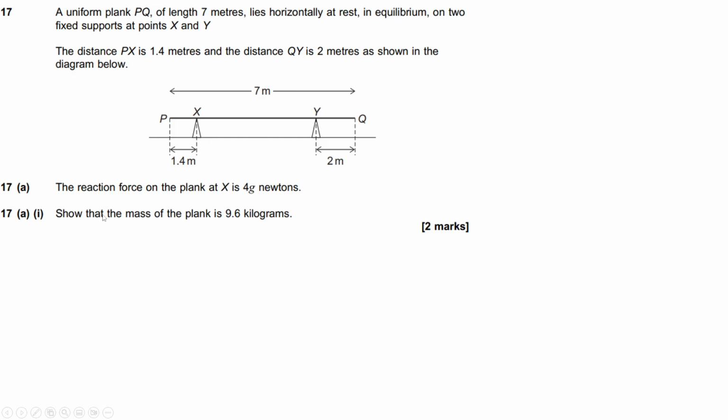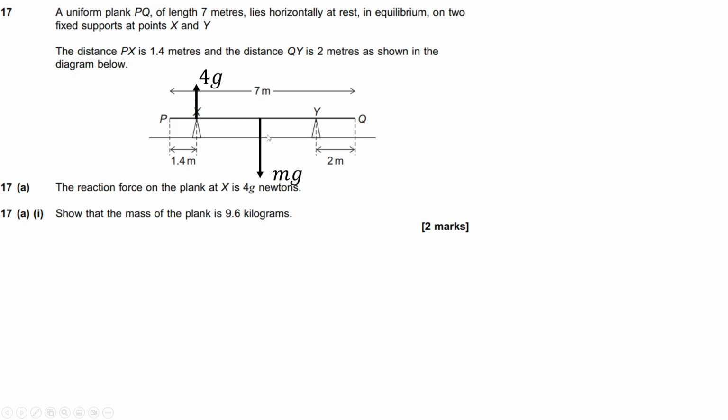Here we've got moments. We want to show that the mass of the plank is 9.6. It's uniform. It says somewhere, yep, uniform plank, which means that the weight is going to act at the center. So it's going to act 3.5 meters across from P or from Q, either way is fine. Anyways, we've got a normal reaction force 4g here, and then we've got the weight acting down here, which is just mg.